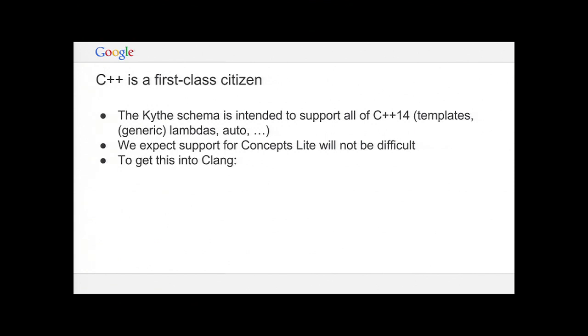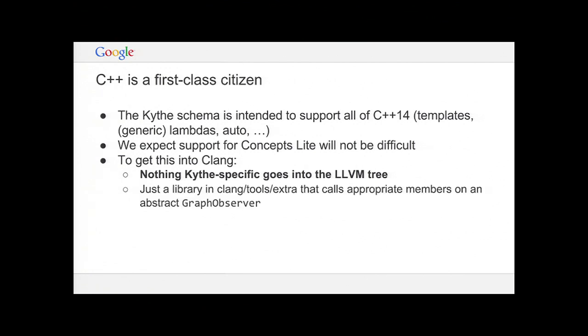So our idea for the path to upstream this, and what we'll propose to upstream, is nothing Kythe specific. We don't want LLVM to grow dependencies on protocol buffers, for example. We would like to give a library that will live in Clang Tools Extra that will call appropriate members on one of these graph observers. The Kythe indexer is just a particular implementation of this thing. And remember, this thing is the class that gets notified whenever the indexer front-end action observes an abstract record, right? It just says, there is a record here.